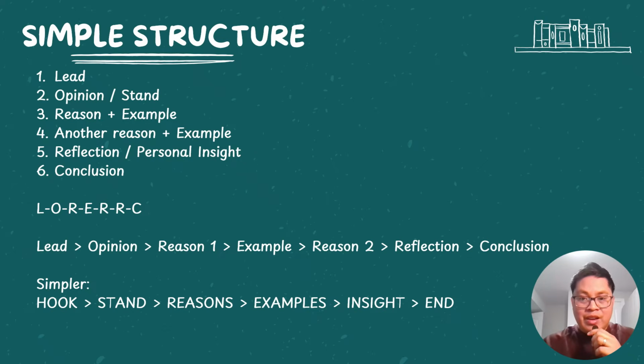Number one, that's your opening paragraph or your lead. The next paragraph, that's your opinion or your stand. The next part would be your first reason, plus expound it with an example, with a mini story, etc. A relatable situation. Number four, that's your another reason. So it's not just enough that you're putting in one reason and example. You have to provide another reason and example as well.